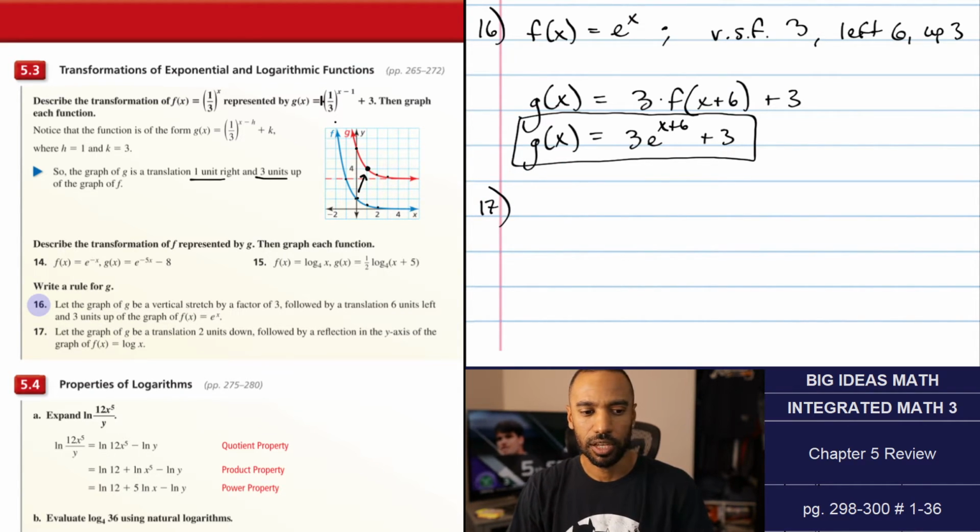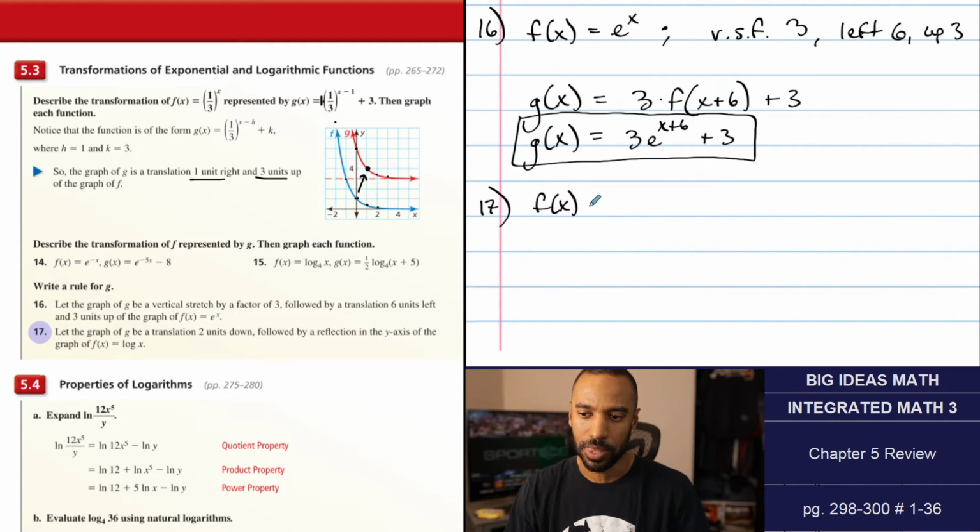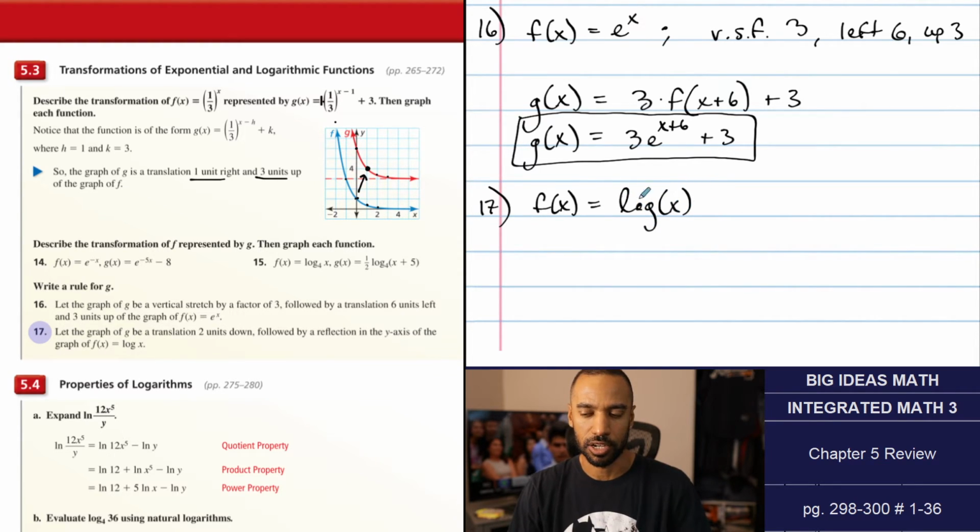Number 17, let the graph of g be a translation 2 units down, followed by a reflection in the y-axis of the graph of f of x equals log of x. Once again, something that's a vertical translation with then a horizontal reflection. Y-axis is a horizontal reflection. They can be done in the same step. I know some people aren't comfortable in doing that, not sure when you can or when you can't. I'll say in this case you can. In this case, we are translating 2 units down.